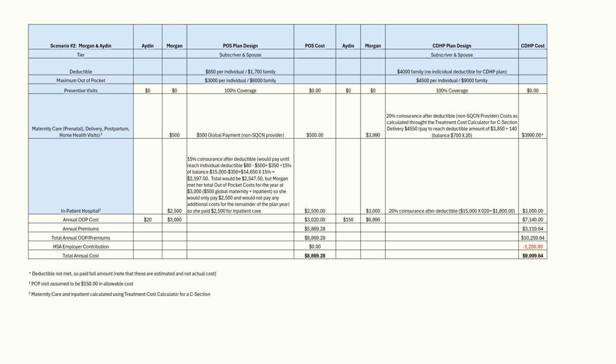With this scenario, it confirms that Morgan and Aiden made the right decision to have enrolled in the POS plan after calculating the upcoming charges and premiums for this pregnancy. The POS plan would have less out-of-pocket costs for both of them. With the POS, the total annual cost would be $8,869.28, while the CDHP total cost would be $9,009.64. I hope these scenarios can help you decide which plan fits you and your covered dependents' needs.